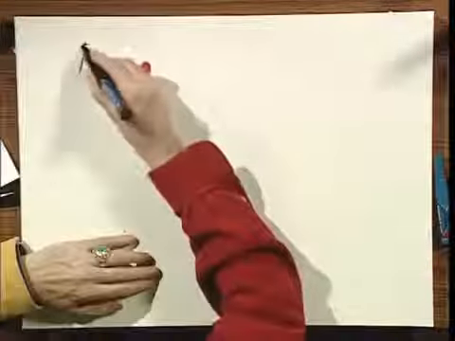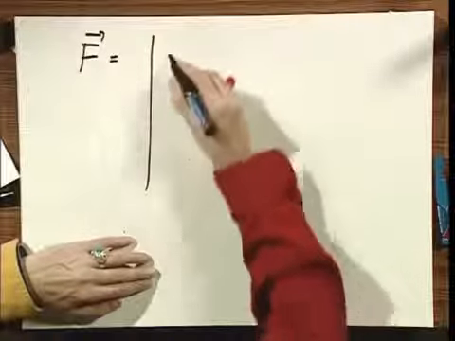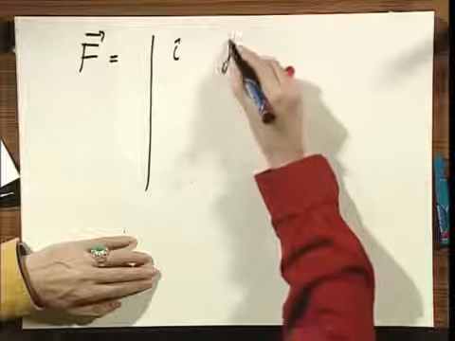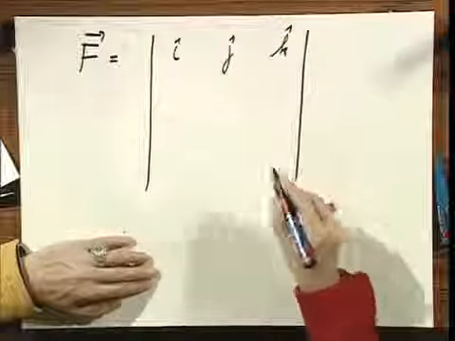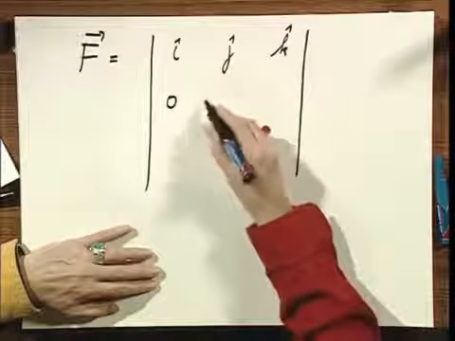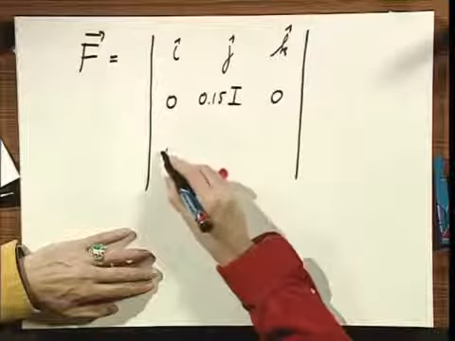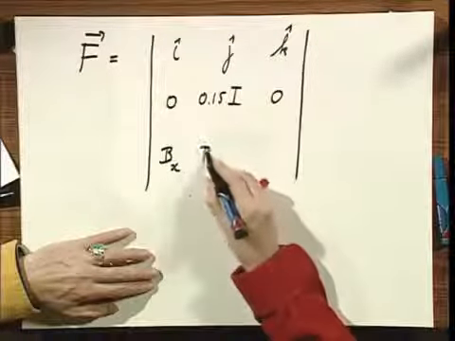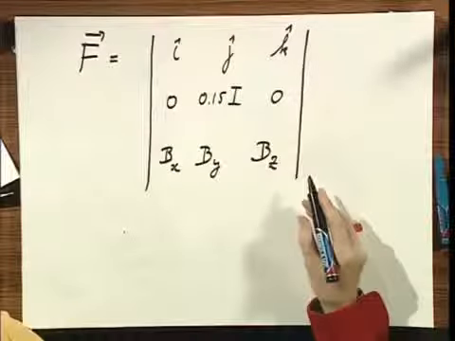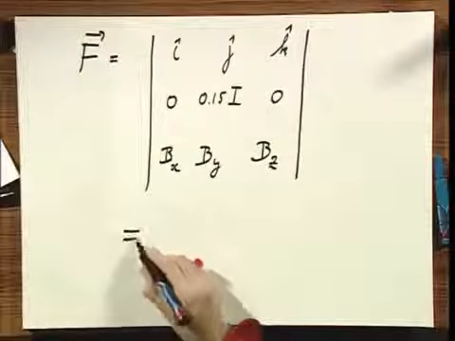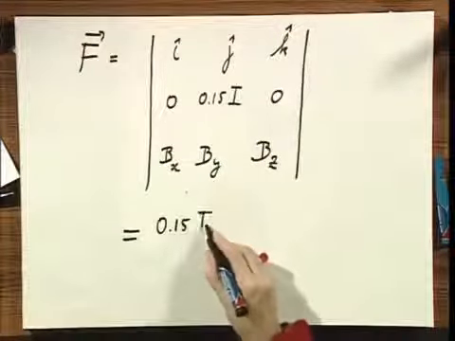The cross product F becomes the determinant with rows i, j, k; 0, 0.15 times I, 0; and Bx, By, and Bz. And this, I'm sure you will be able to work out for yourself, is 0.15.